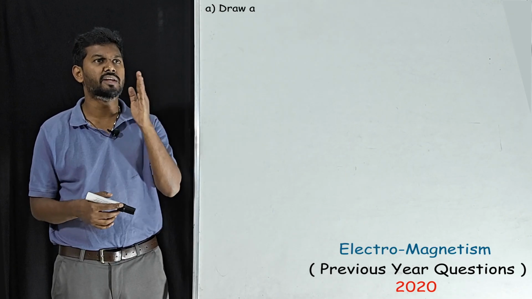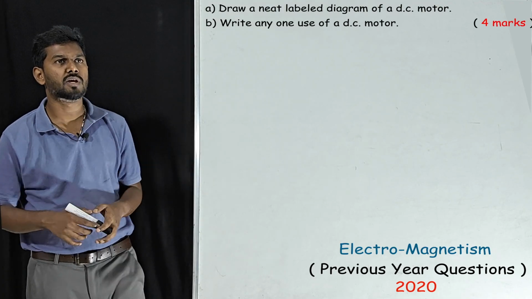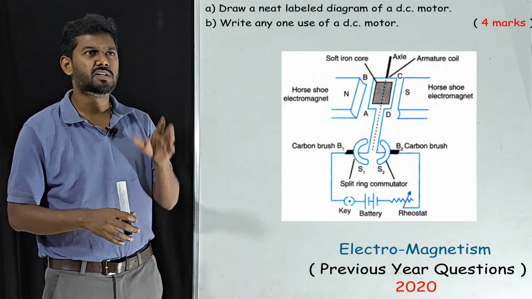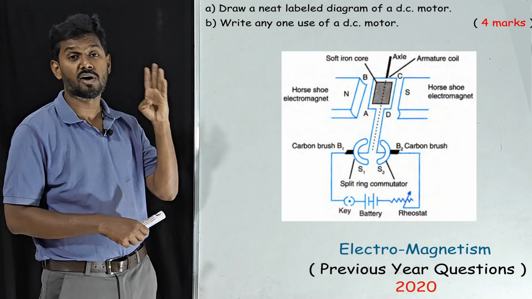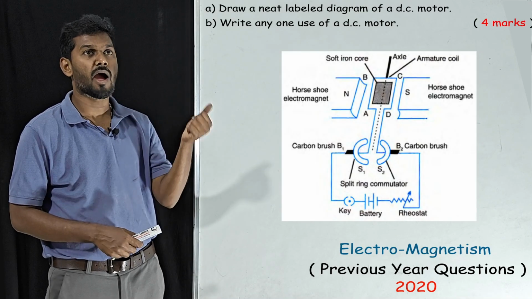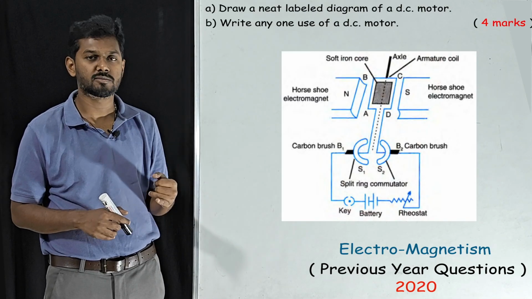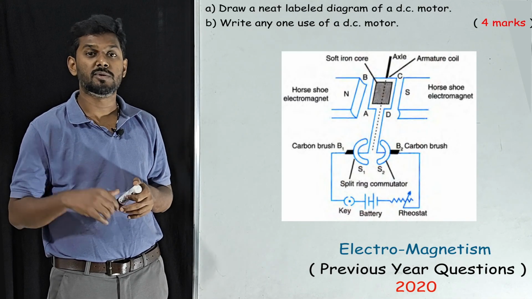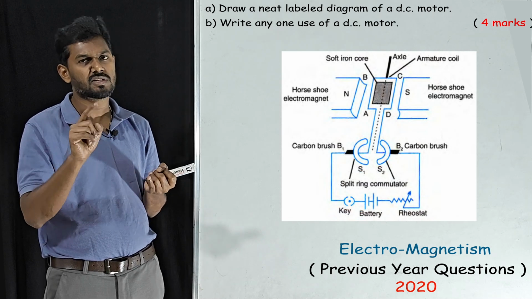Our next question: draw a neat labelled diagram of a DC motor. Write one use of a DC motor. Very simple. See, they are asking you to draw the diagram and write its use. So this is for 4 marks. Keep that in mind. You have to practice how to draw the DC motor and AC generator, both diagrams. So that is there in the syllabus. Working is not there, but diagram, parts and their functions are there, correct?